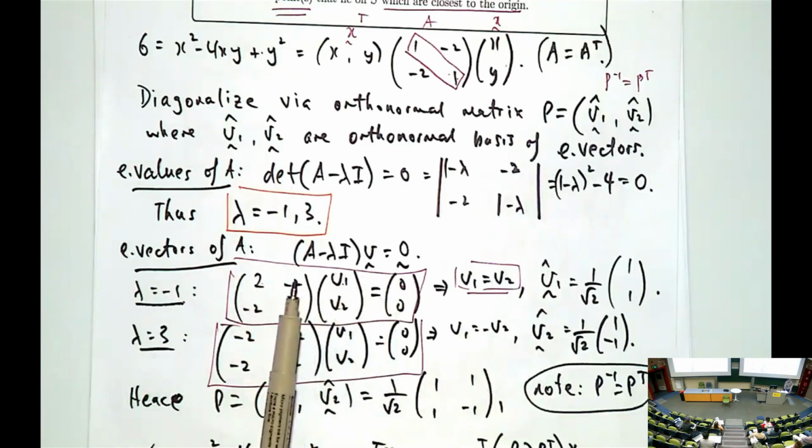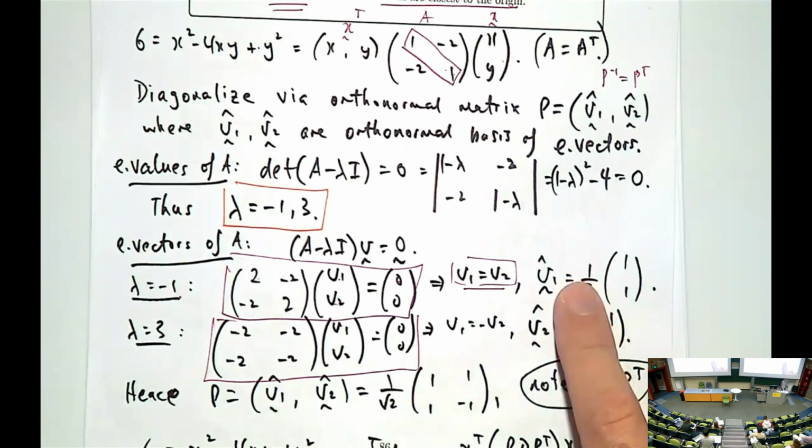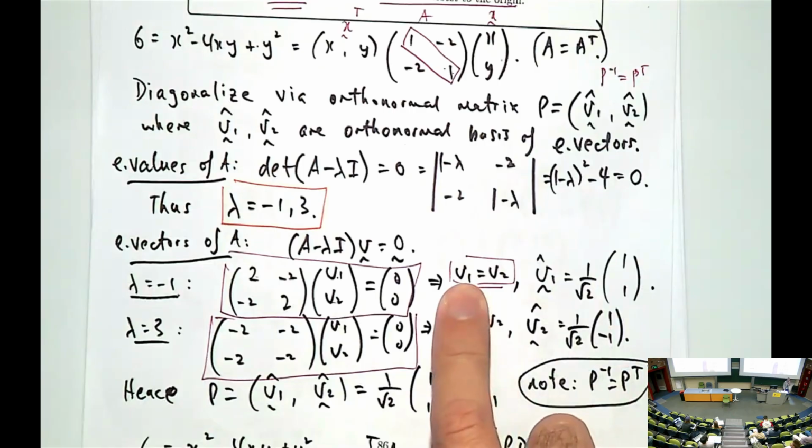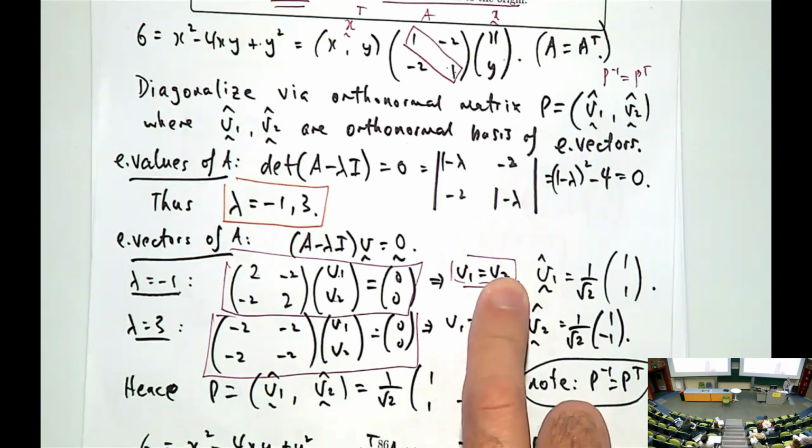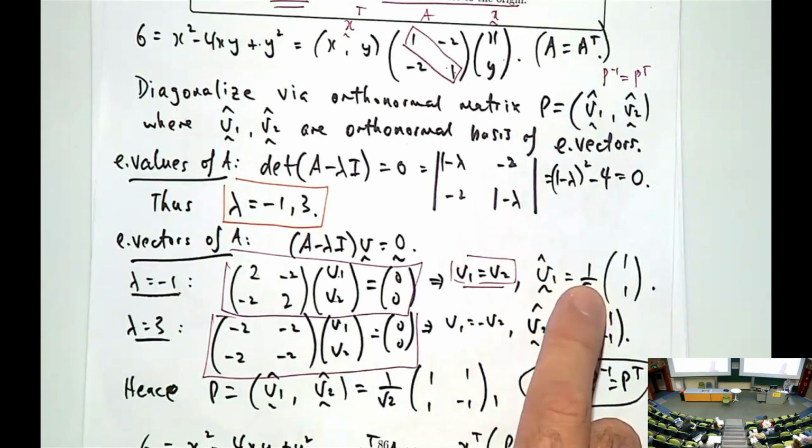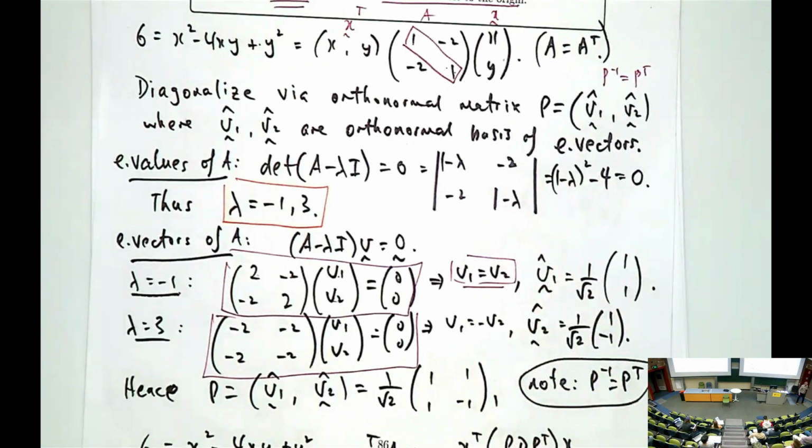So 2v1 equals 2v2. Basically, both rows tell you that. So you can just choose any v1 and any v2 such that they're equal. Okay? And then I've done an extra step and just normalized it by dividing by the length. So obviously, if you're going to do that, you probably don't want to choose v1 equals 100 and v2 equals 100, right? Because it's going to make that more complicated.